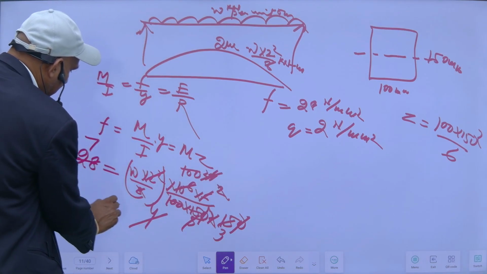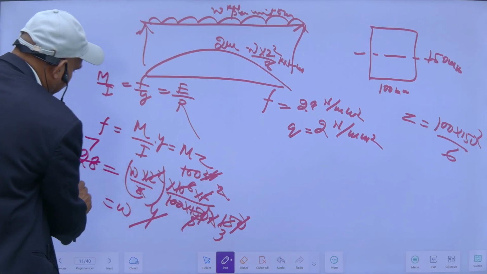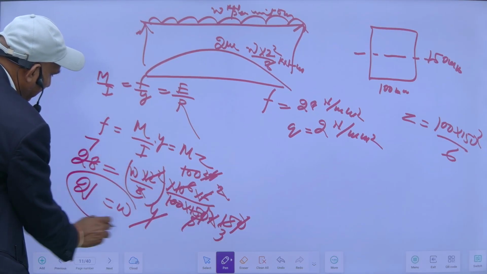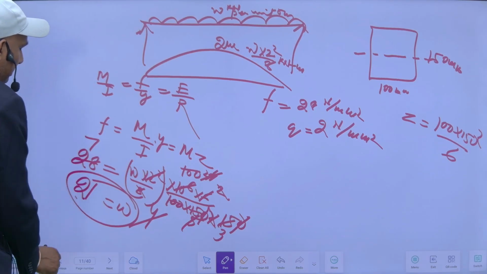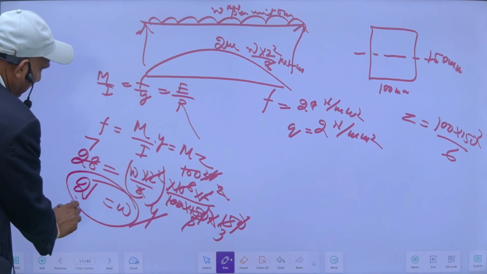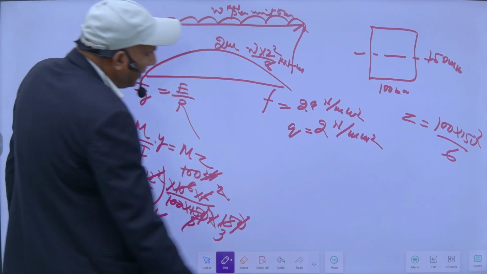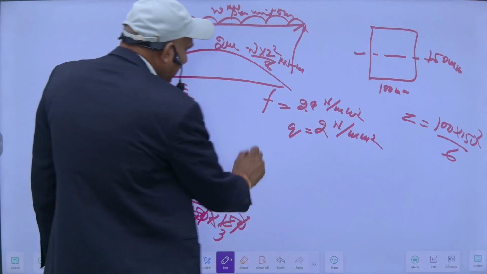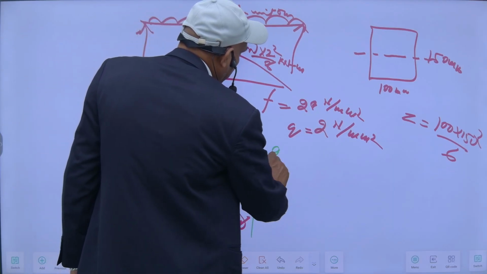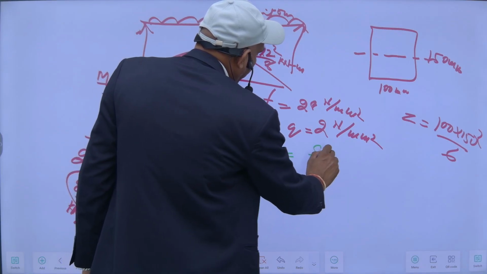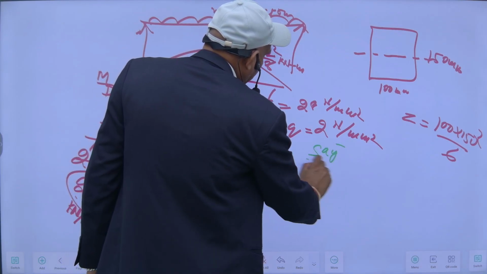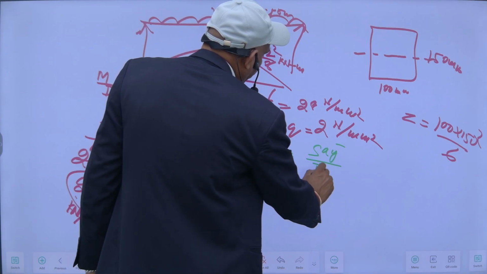So it will be W is equal to 7 into 3. It is 21. So 21 kilonewton per meter is the W from the bending equation. Now if I calculate it from the shear formula, Q is equal to SAY upon I bar IB.